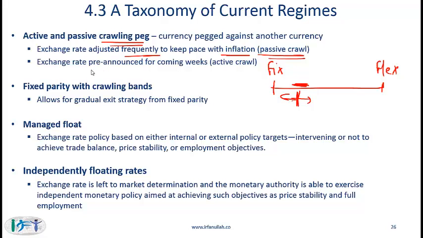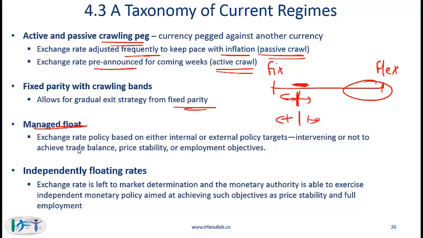At times, the monetary authority will pre-announce what the pegs will be for the upcoming days or weeks, and that is called an active crawl. This helps set expectations about exchange rates. The next level is fixed parity with crawling bands. In other words, we have the parity established, but the bands are flexible. This allows for a gradual exit strategy from fixed parity. And then we come closer towards the flexible system.